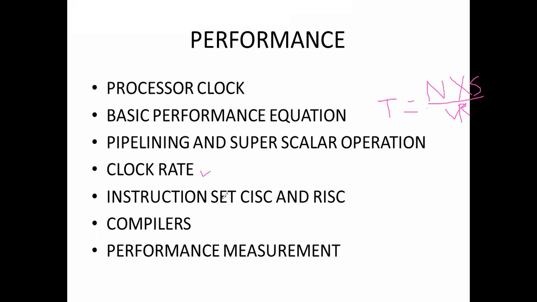Next, instruction set architectures, that is complex instruction set computer and reduced instruction set computer. Whenever we take the complex instruction, how the T varies, and with reduced instruction, how the T varies. Next, compilers. A compiler is the translator which converts high level language into machine level language. So the last one is performance measurement. Now we will discuss this performance measurement.